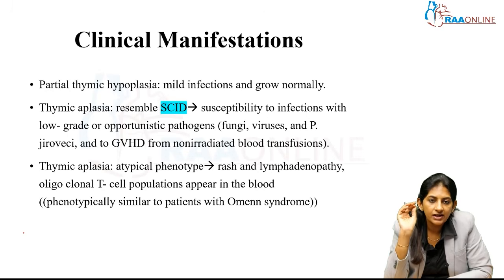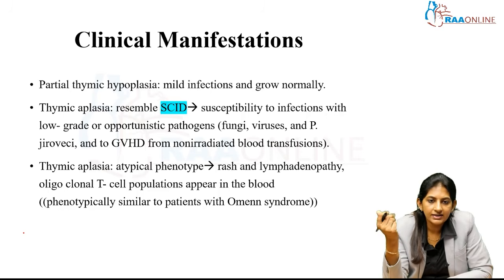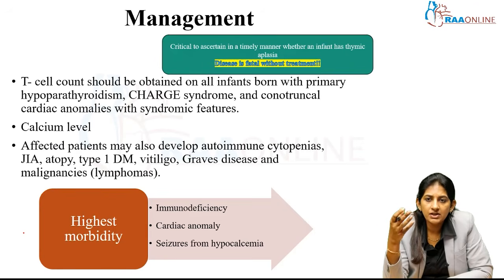So what we are worried about is the thymic aplasia, which results in the T cell deficiency. If it is aplasia, the presentation is just like SCID, severe combined immunodeficiency. So from birth, the child is susceptible to varied infections like fungal, viral, etc. And for management, you have to identify this in a timely manner, and this disease is fatal. Just like SCID, it is fatal without any treatment.